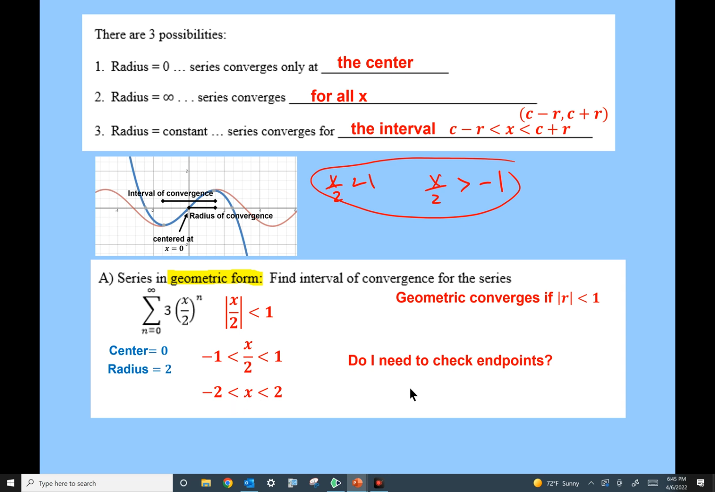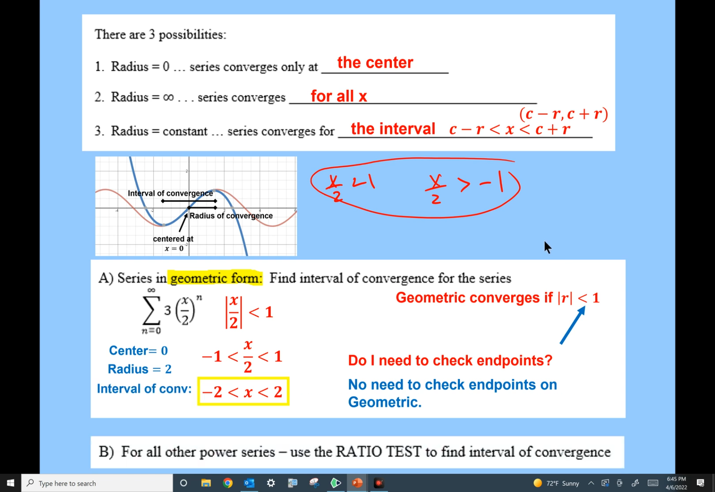On a geometric series, I don't need to consider the endpoints, because remember, a geometric series only converges if the r is less than 1, not equal to 1. If the r is equal to 1, it diverges. So in this case, for a geometric series, there's no need to check the endpoints. Once I solve my inequality, then I have my interval.